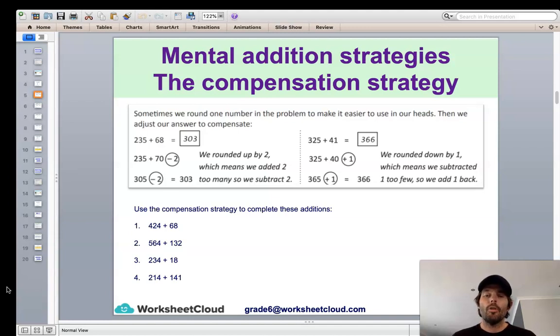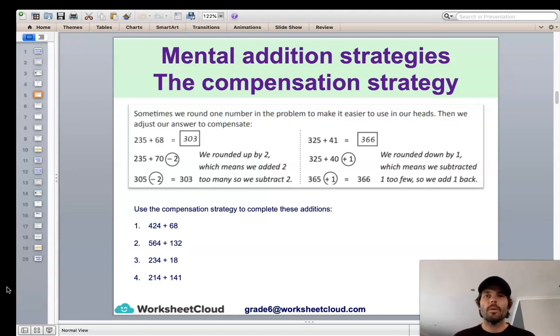On the right-hand side, we're adding 41. So we've taken the 41, we've taken 1 off to make 40. So we've had 325 plus 40. And we get that answer, and then we've just got to remember we've got to add that extra 1.